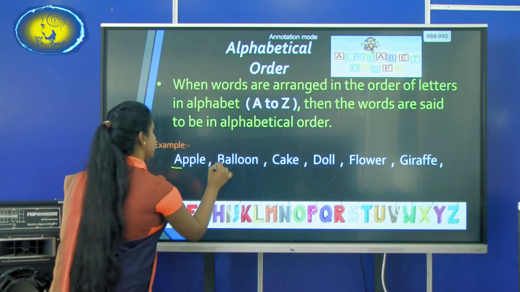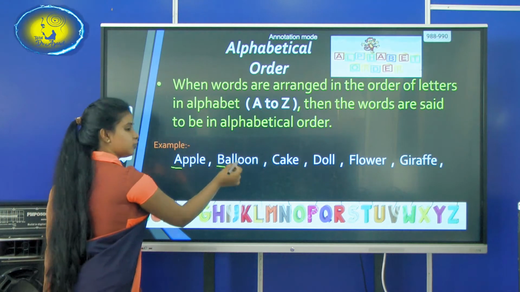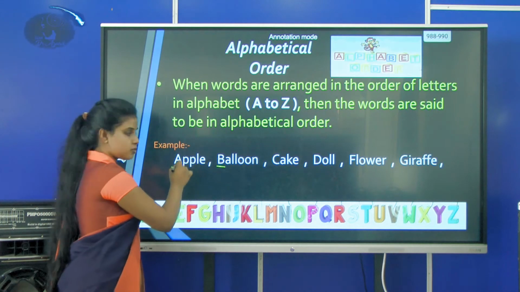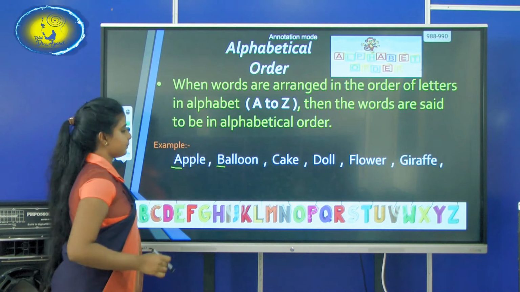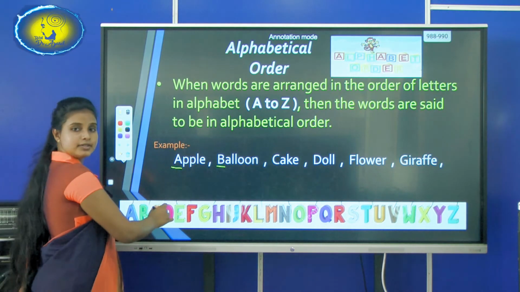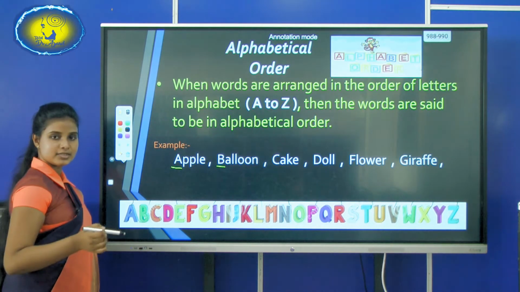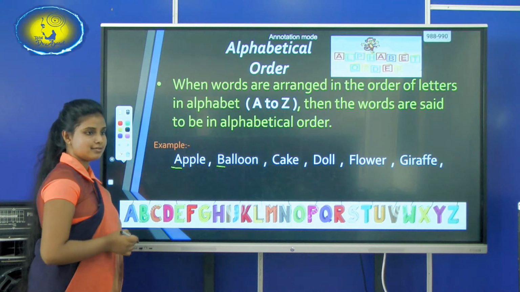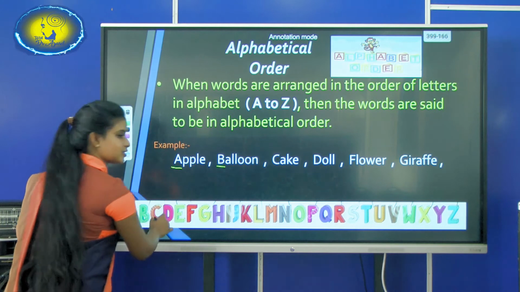Next one, B. Our second letter is B. So, balloon also begins with B. Normally, after A, we take B. Next, what is the third letter, children? It is C. What is the third letter? Children, it is C.